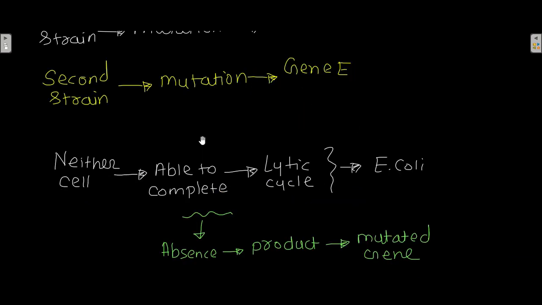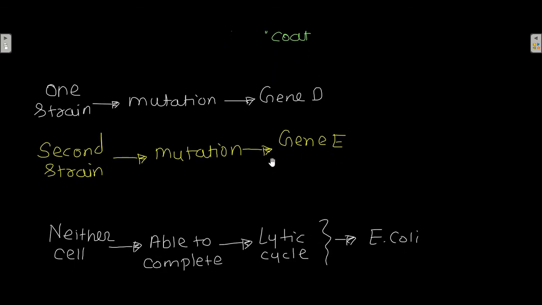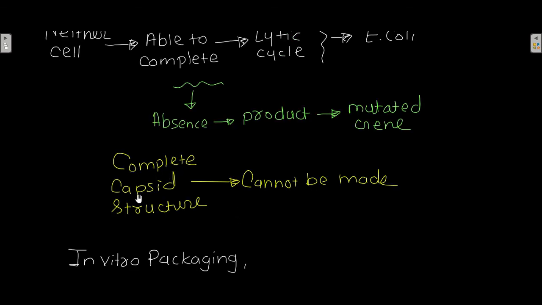Now both of these strains, which are grown in separate colonies, will not be able to complete the lytic cycle in E. coli. Why? Because they lack the product of the mutated gene. The mutated gene will not give the product that was essential for the formation of the phage protein coat. So the phage protein coat will not be formed, and that is how the lytic cycle will not be completed. That is the reason why the complete capsid structure cannot be produced by either of these strains.